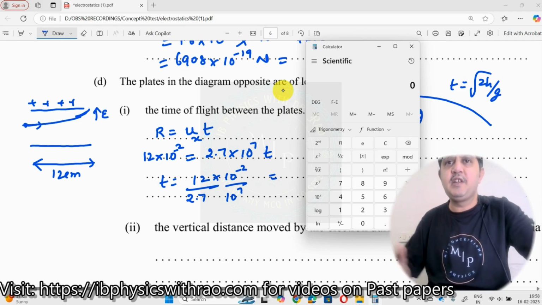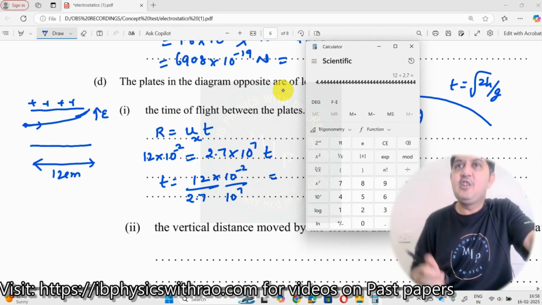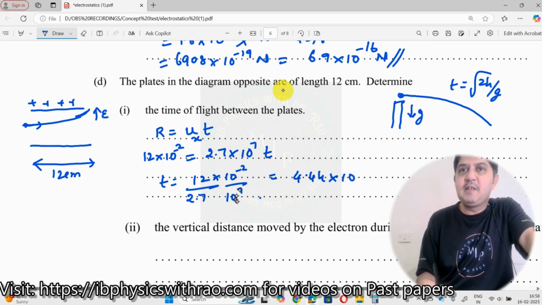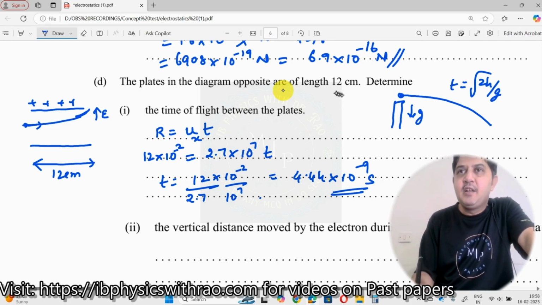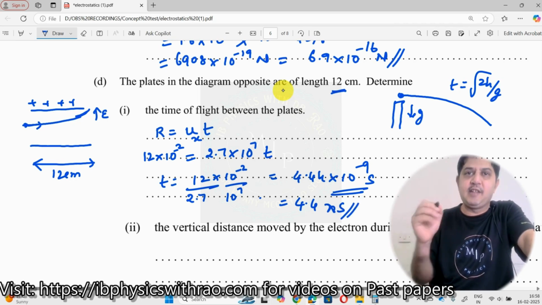What we get here is 12 divided by 2.7, which will give me 4.44, into 10 power minus 2 plus 7, which gives 10 power minus 7. This becomes minus 9 seconds. Thus, the time of flight between the plates is seen to be 4.44 into 10 power minus 9. To two significant figures, I will write 4.4 nanoseconds. 10 power minus 9 is nanoseconds, right?